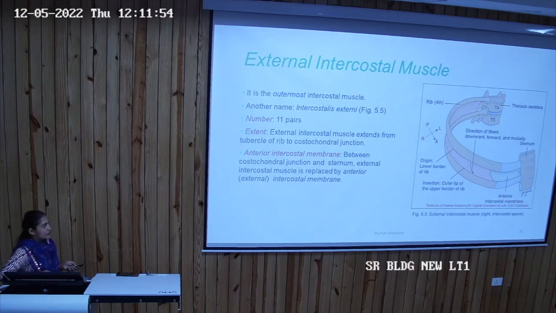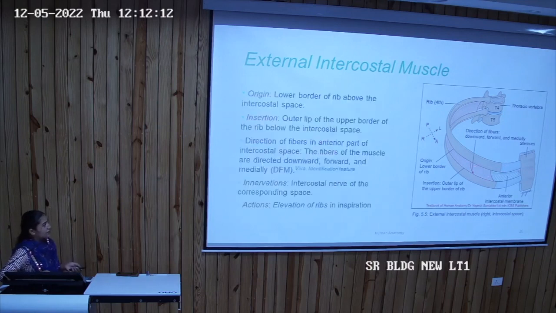So the extent of this external intercostal muscle will be from the tubercle of the rib to the costochondral junction, and the anterior intercostal membrane will be filling the gap between the costochondral junction to the lateral border of the sternum. Now what is the direction of the fibers of the external intercostal muscles? It is equivalent to putting your hand into the pocket. That means it is going downward, forward and medially. So these muscle fibers are going downward, forward and medially. Action will be the elevation of the ribs in inspiration.